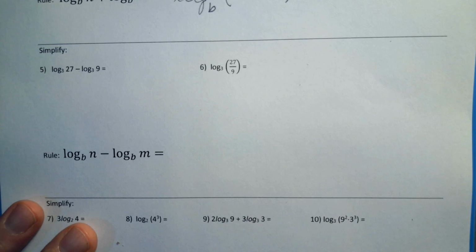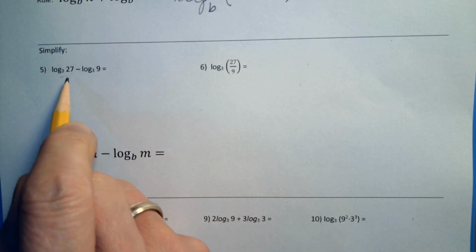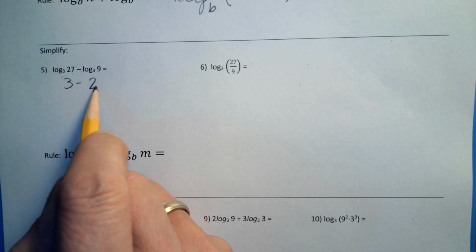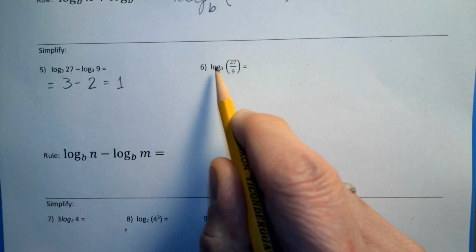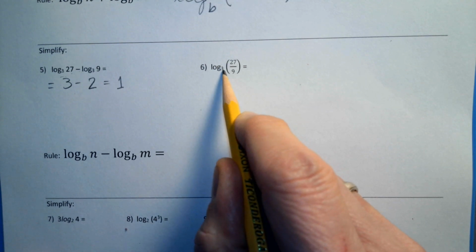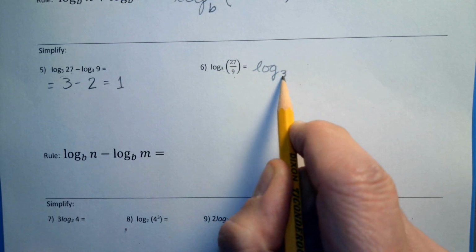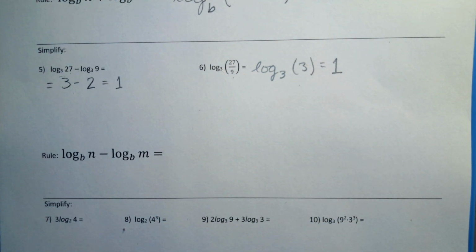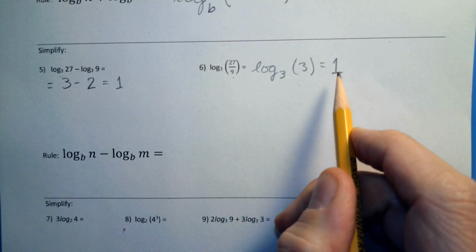All right, let's move on. Let's see what's going on here. So what's log base 3 of 27? That's 3 minus log base 3 of 9, that's 2. And so this is just equal to 1. And then log base 3 of 27 over 9, well, we saw that that's log base 3 of 3, which is 1. And so log base 3 of 3 is 1.